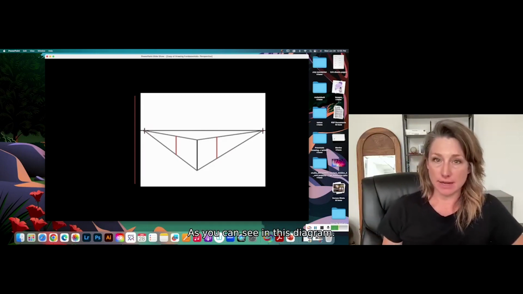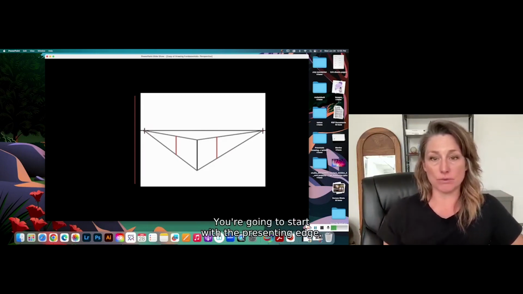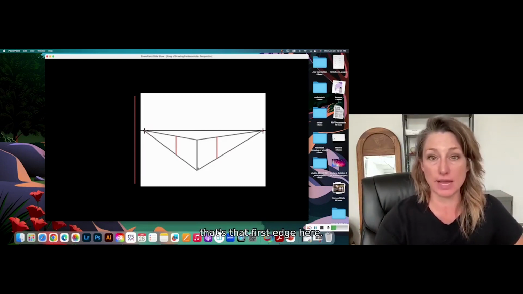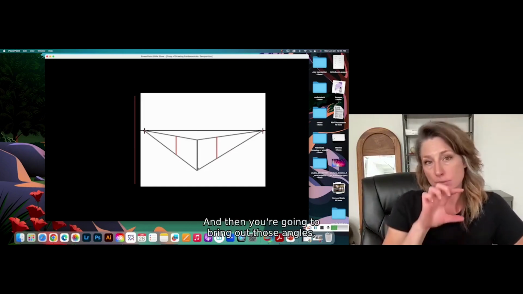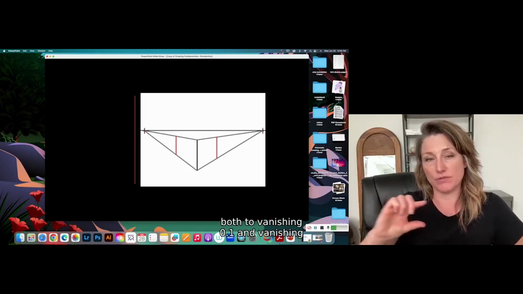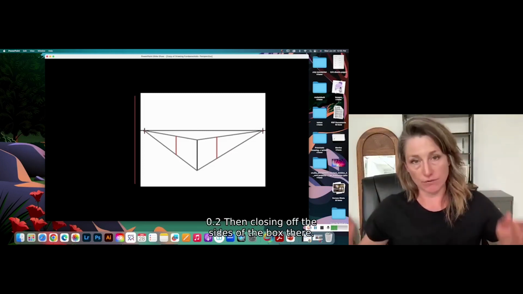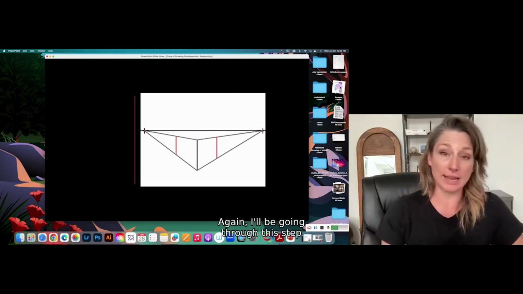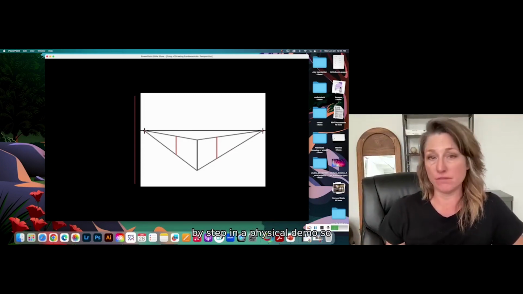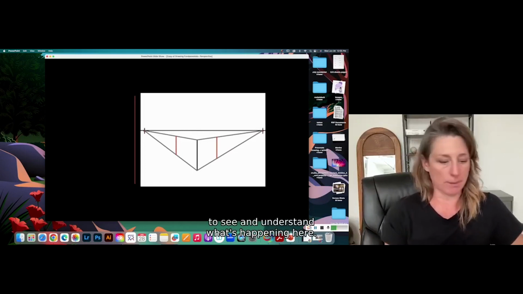As you can see in this diagram, you're going to start with the presenting edge. That's that first edge here. And then you're going to bring out those angles both to vanishing point 1 and vanishing point 2, then closing off the sides of the box there. Again, I'll be going through this step by step in a physical demo, so you'll further be able to see and understand what's happening here.